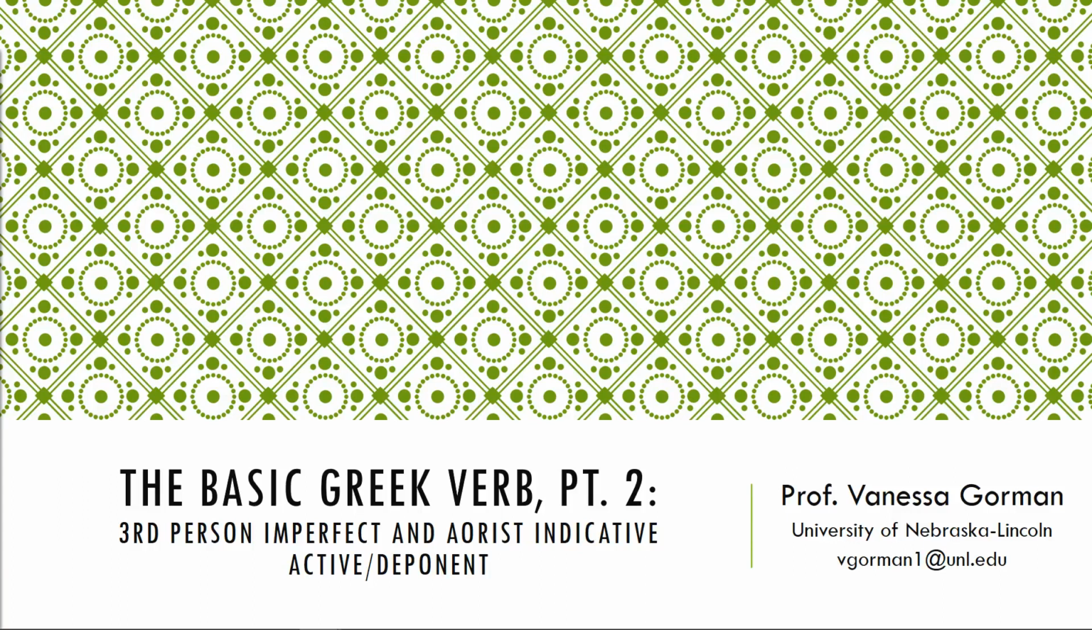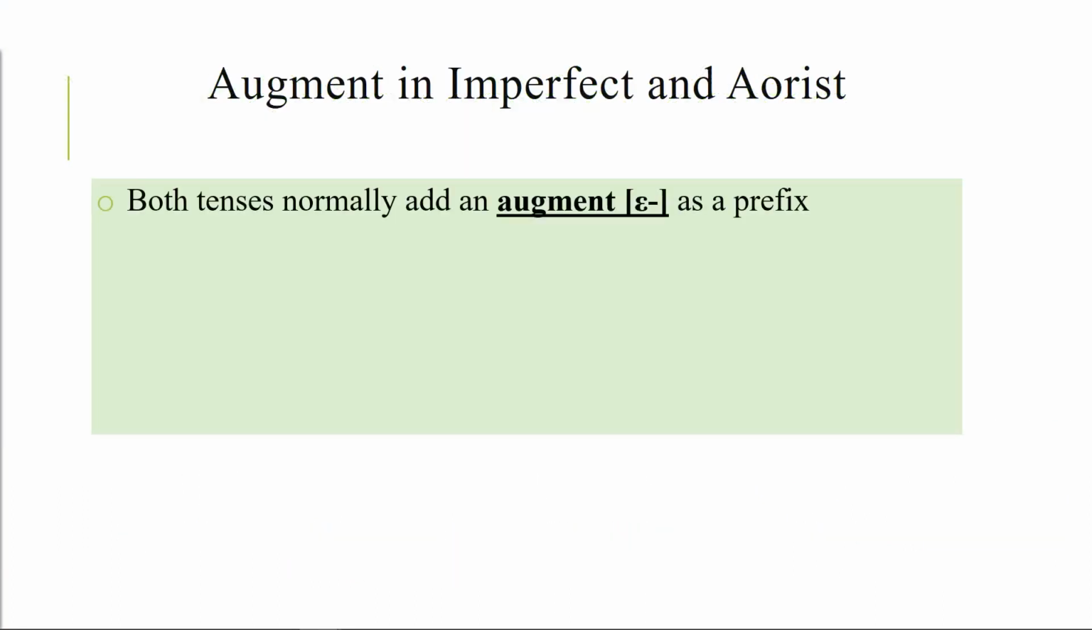Both of these forms, the imperfect and the aorist active, start with an augment. They normally add an augment as a prefix. That's one of the marks of this past tense. An augment is simply an epsilon tacked on the front of the word as a prefix. Now, of course, if the verb starts with a vowel, then something has to give.